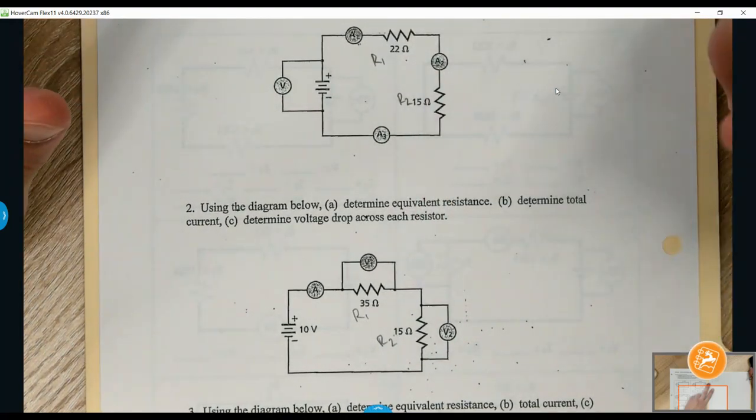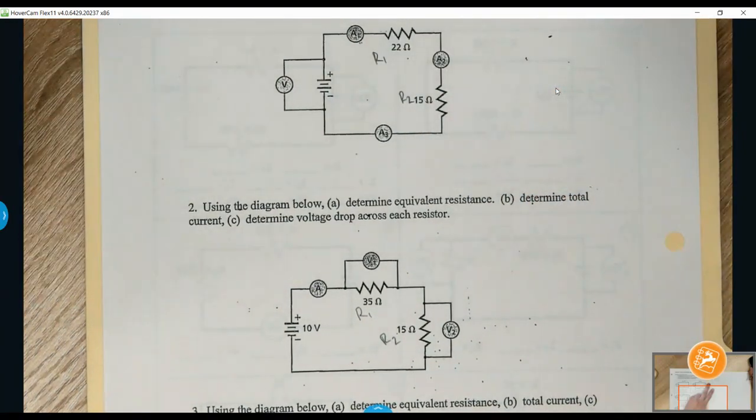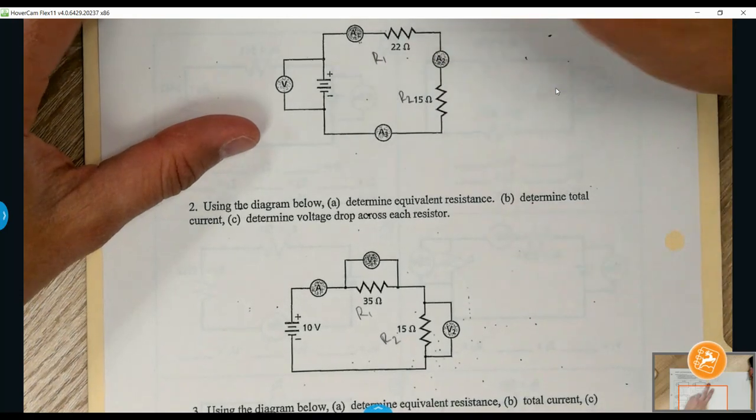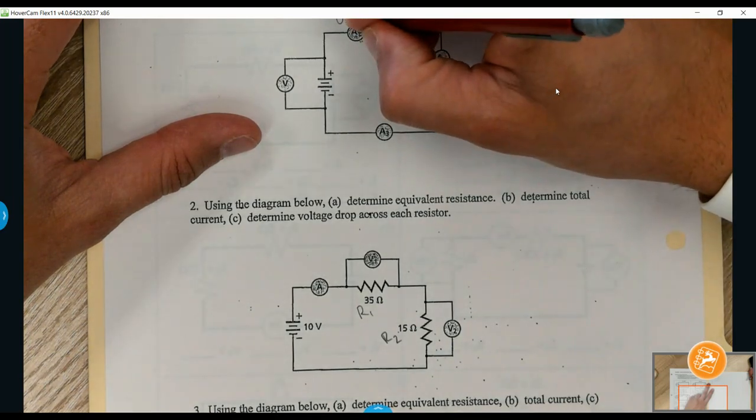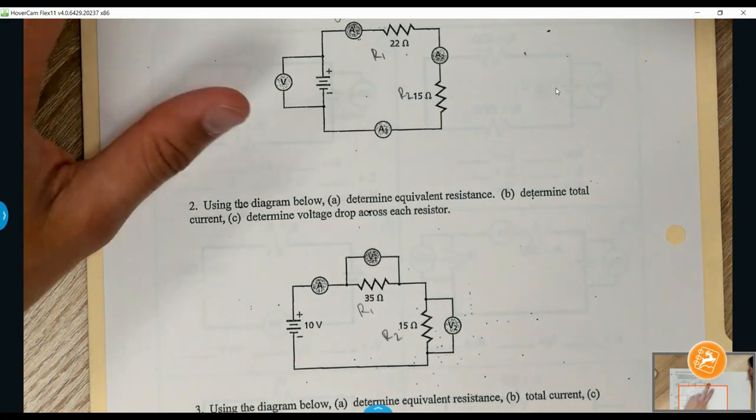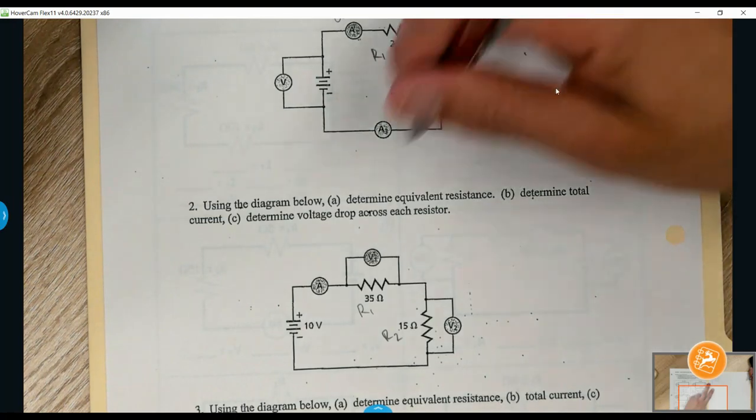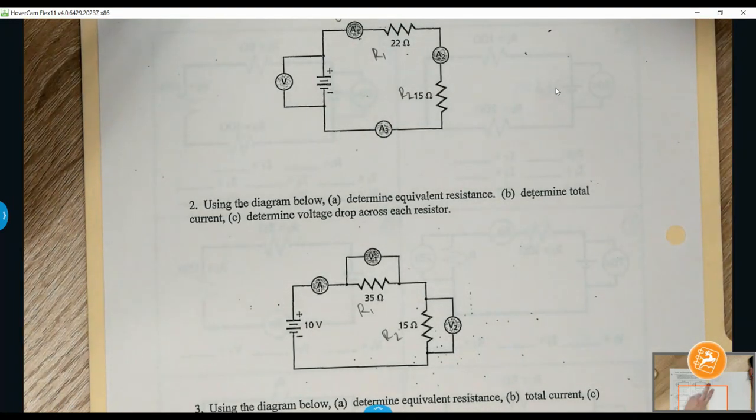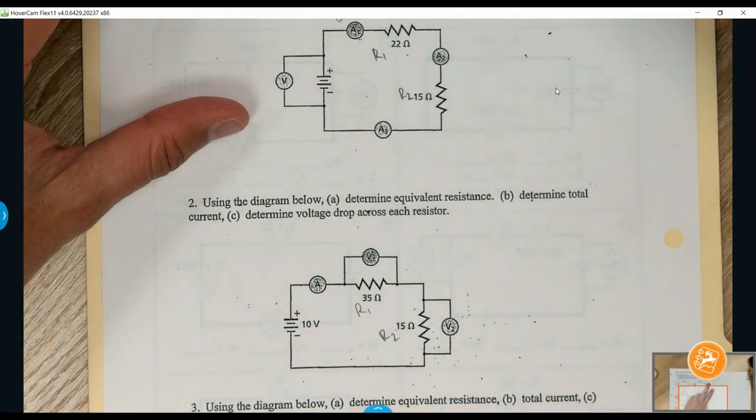These little dudes here, don't freak out about them. They're just telling you, oh, it's the ammeters. They're telling us here that if ammeter 1 reads 0.2, what should the other ones read? Well, based off of the rules, the ammeter should also read 0.2 amps. It should be the same everywhere in series. Determine the total resistance. Equivalent resistance is the same thing as total resistance.